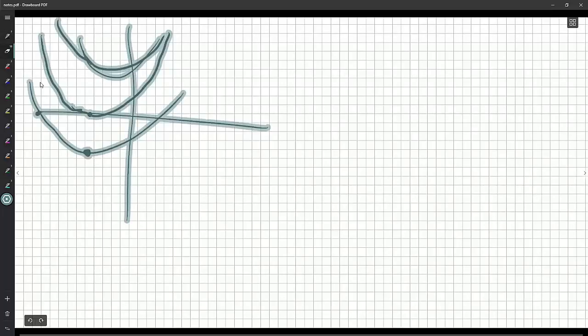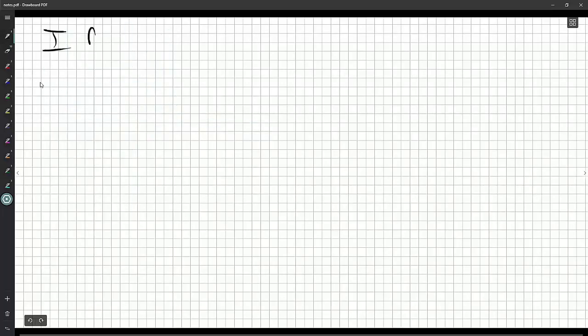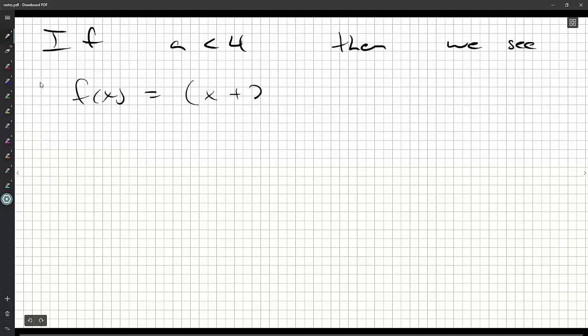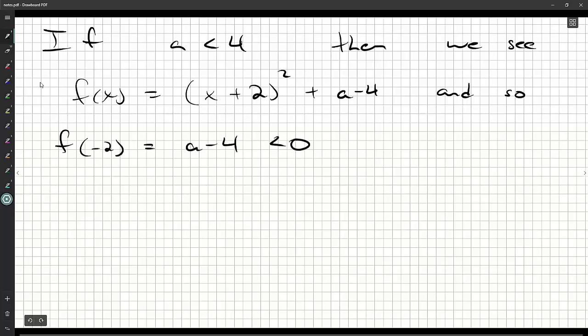So let's say a is less than 4, and we see f of x is equal to (x plus 2) squared plus a minus 4. And so f of -2 is equal to a minus 4, which is less than 0, because a is less than 4.